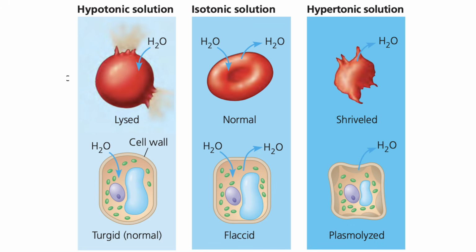Now, solution is always referring to the outside of the cell. So in a hypertonic solution, there are more solutes on the outside, meaning that water is going to move from the cell to the outside, shriveling the cell, or in the case of plants, plasmolyzing it.